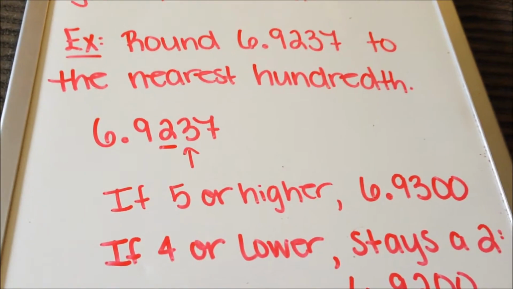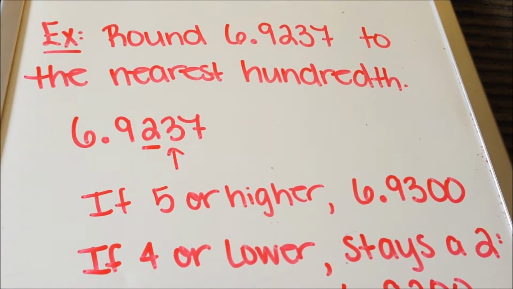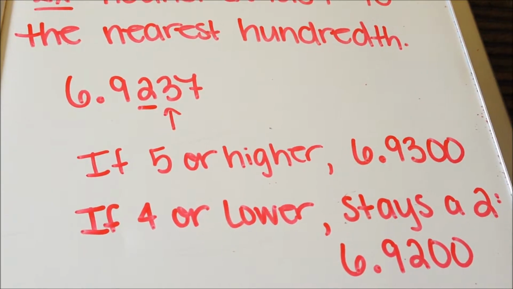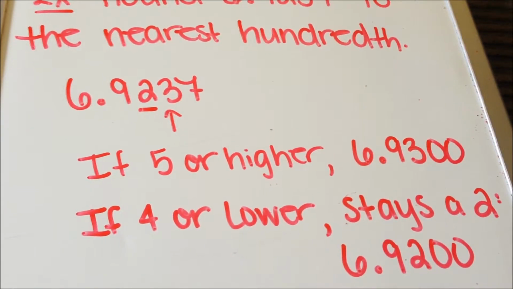If the number after the hundredths position is 4 or lower, then that 2 stays a 2 and your number is 6.92. And again, all the numbers after the hundredths position become zeros.